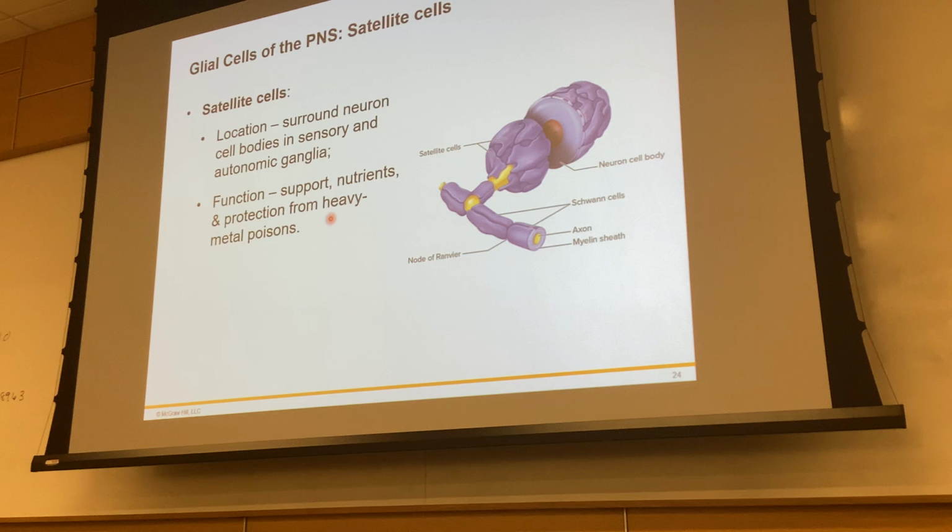They help cover the soma or the cell body. They provide nutrients to the soma or cell body. They physically protect it. The one thing that they don't do is produce the blood-brain barrier, because they're not in the brain, right? So they don't help with that. The mechanism by which they provide nutrients is different, because the satellite cells don't have the cellular extensions that are present in the brain. Those satellite cells wrap the soma or the cell body and help provide the cell with nutrients.